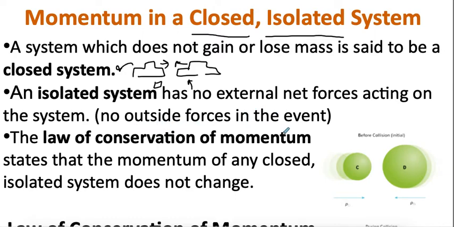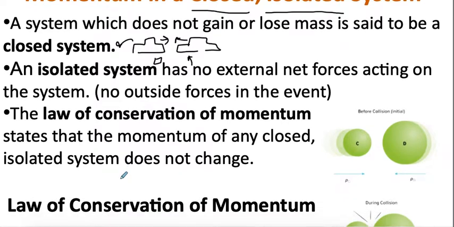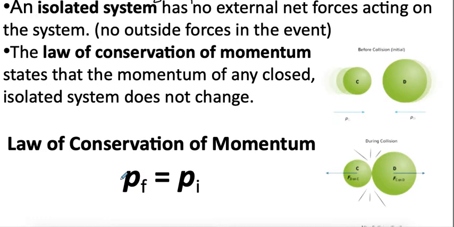So, the law of conservation of momentum states that the momentum of any closed, isolated system does not change. What that means is we can look at the before and after momentum and they should be equal. Here is our equation. The law of conservation of momentum is final momentum equals initial momentum, and these are interchangeable. If you want initial equals final, that's fine.